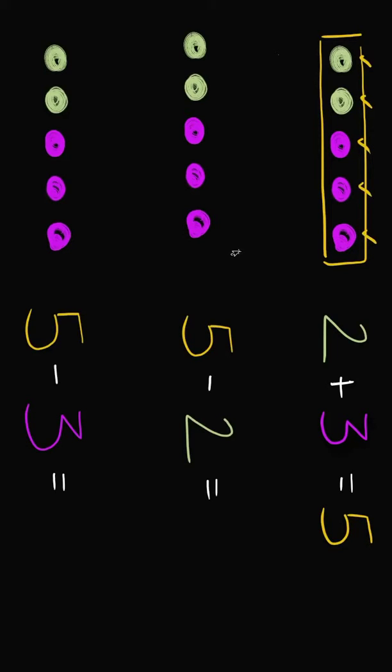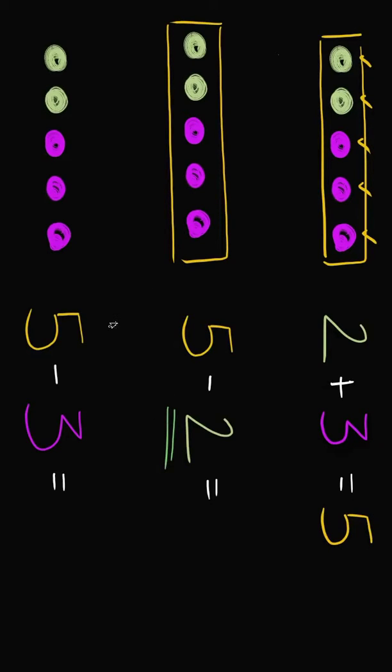Now, what if we did something a little different? Let's start with the 5 balls. So we're going to start with the 5 balls, and you can count them again. 1, 2, 3, 4, 5. And now let's take away 2. Let's subtract 2 of these balls. So let's take away 1 and 2. Well, then what are we left with? Well, then we are left with 1, 2, 3 balls. We're left with 3 balls.